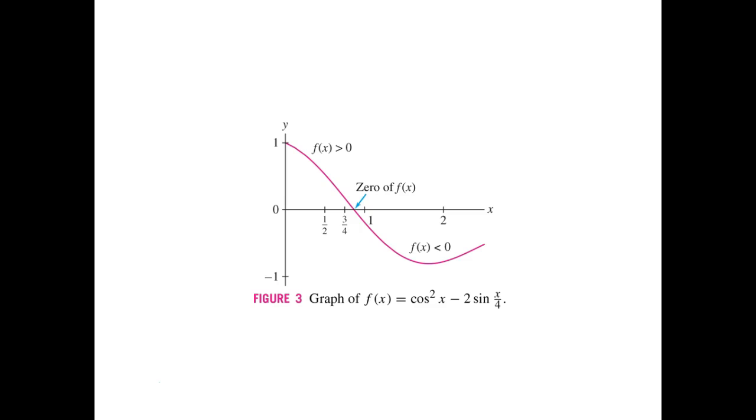Here happens to be a graph of f of x equals cosine squared x minus 2 times the sine of x over 4. What a nice little function. Okay. Obviously, when x is equal to 0, cosine of 0 is 1. So 1 squared is 1. Sine of 0, well, 0 over 4 is still 0. Sine of 0 is 0. So this would be 1. Starts off at 1 up here.